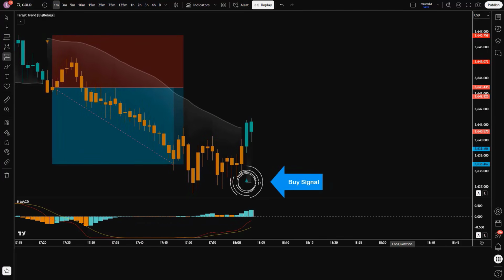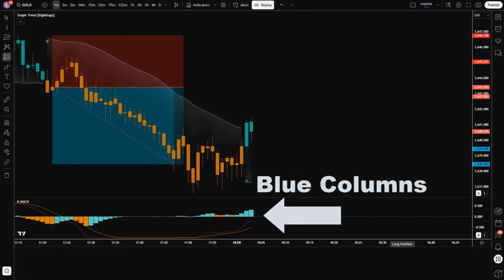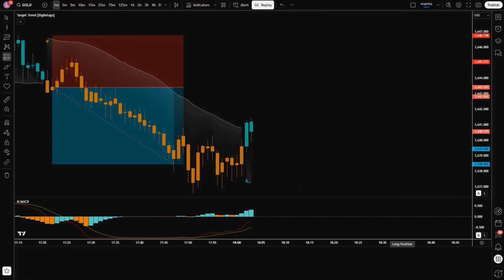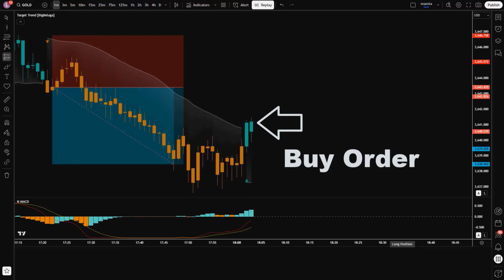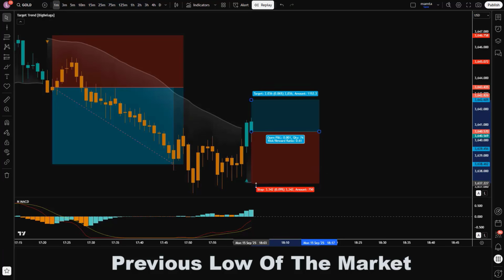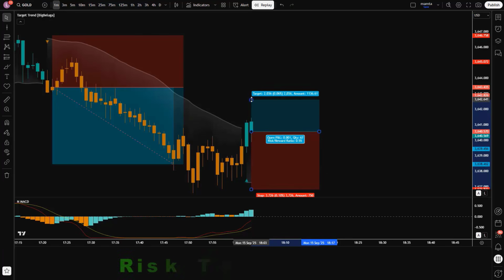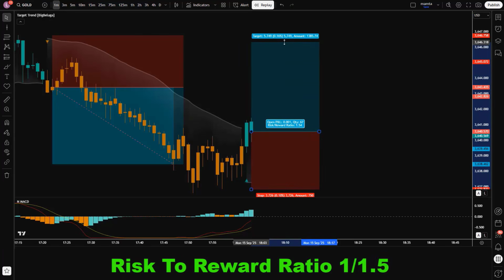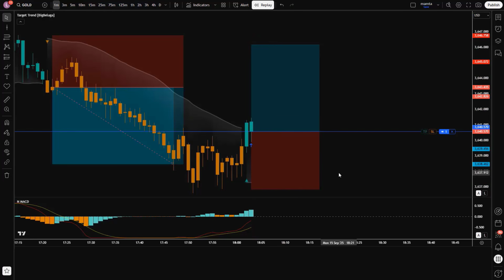Here the Target Trend indicator gives us a buy signal. Here the Normalized MACD indicator shows blue color columns. Here the market has made a bullish candle to give confirmation. So all our conditions are fulfilled, so we are placing an order to buy. Our stop loss is the previous low of the market. And the risk to reward ratio will be 1:1.5.